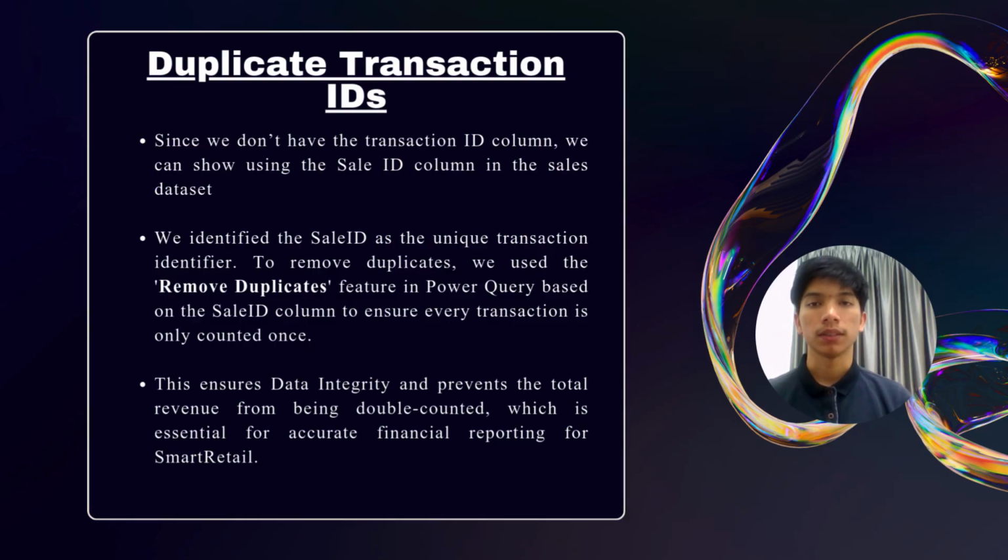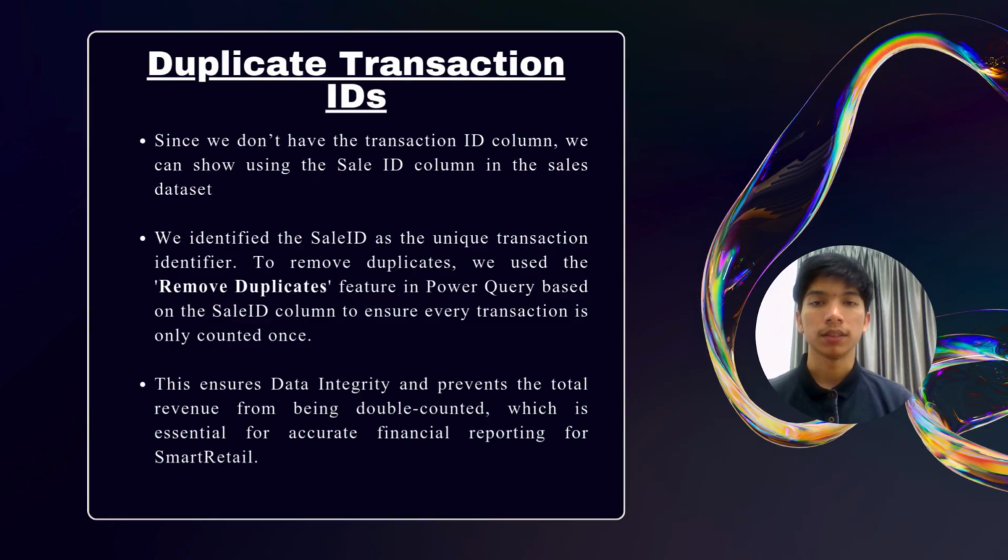Okay, for the last one, duplicate transaction IDs. Since we don't have the transaction ID column, we can show using the sell ID column in the sales dataset. We identify the sell ID as the unique transaction identifier. To remove duplicates, we use the remove duplicates feature in Power Query based on the sell ID column to ensure every transaction is only counted once. This ensures data integrity and prevents the total revenue from being double counted, which is essential for accurate financial reporting for the retail company.